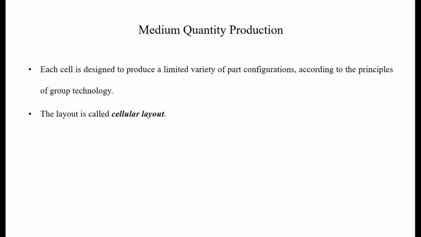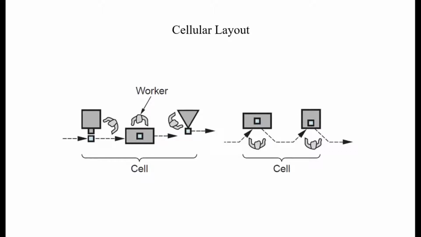and the division of these parts or products into different part families is accomplished with the help of a Japanese philosophy known as group technology. And the layouts used in the case of medium quantity production systems in which part or the product variety is soft are the cellular layouts. In cellular layouts, different types of machines are arranged in one cell, and each cell is capable to process a part family or a limited number of part families on the basis of the similarities in their design attributes or the manufacturing attributes.